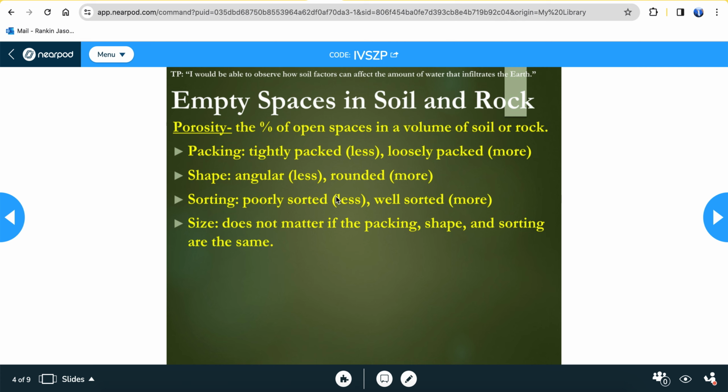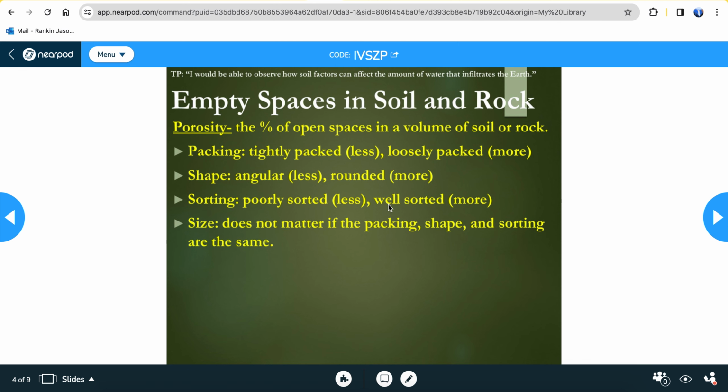Sorting. We have poorly sorted, less; well sorted, more. So when a sample is poorly sorted, that means you have a mixture of sizes within it. When it's well sorted, that means you have basically the most similar size in it. You're never going to get, in everyday life, if you take a sample of soil, all of the particle sizes exactly the same, but close enough to the size.